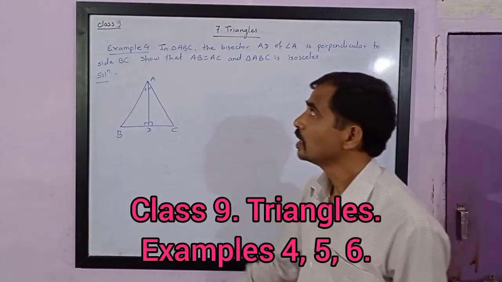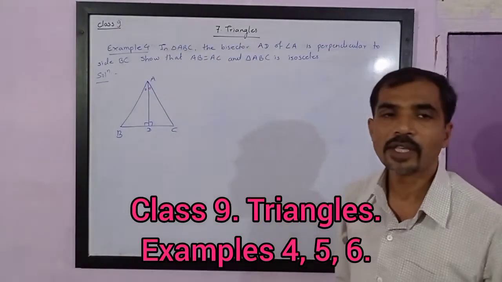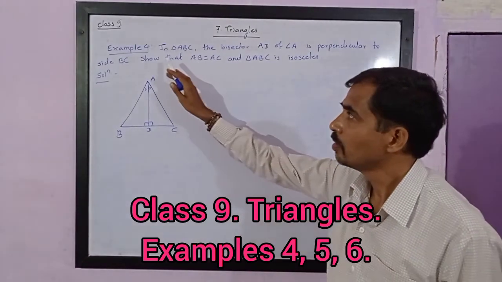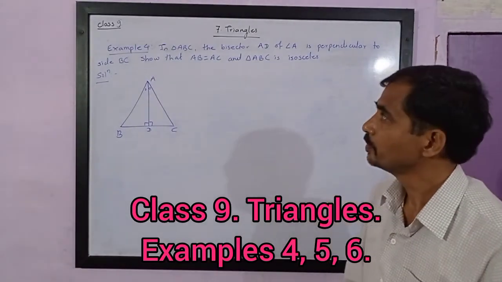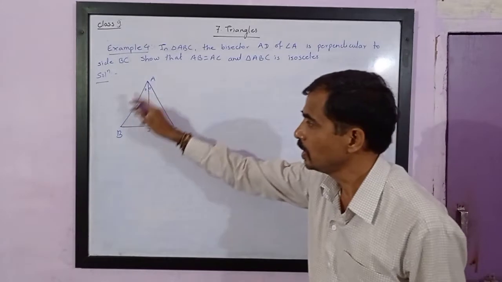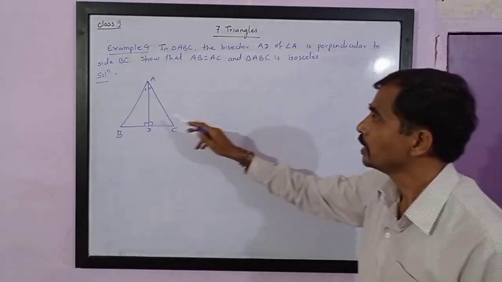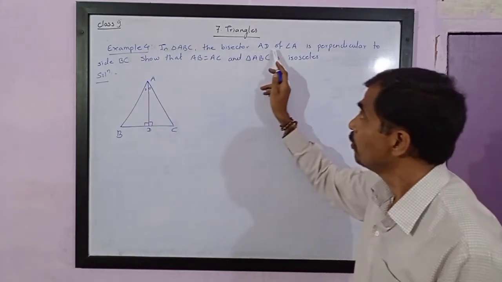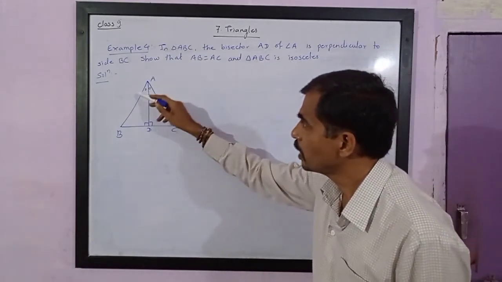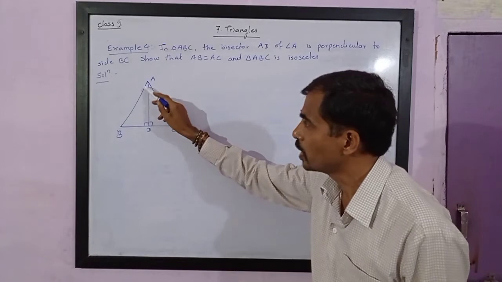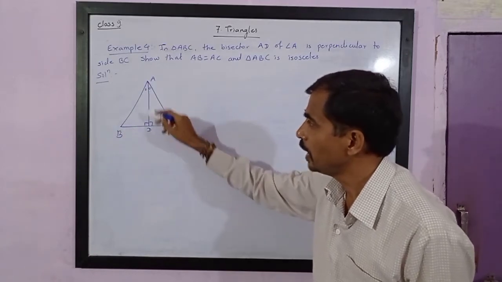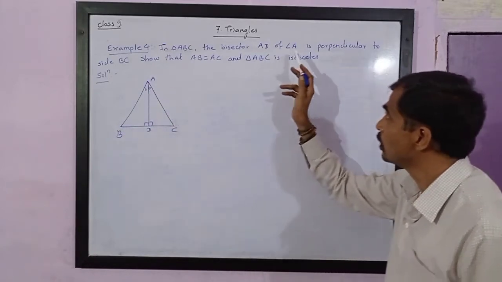Dear friends, in class 9 we are studying chapter 7, Triangles, and in that, Example 4 is: in triangle ABC, AD is the bisector of angle A. It means it makes two equal parts of angle A, that is, angle BAD is equal to angle CAD. This is given to us.